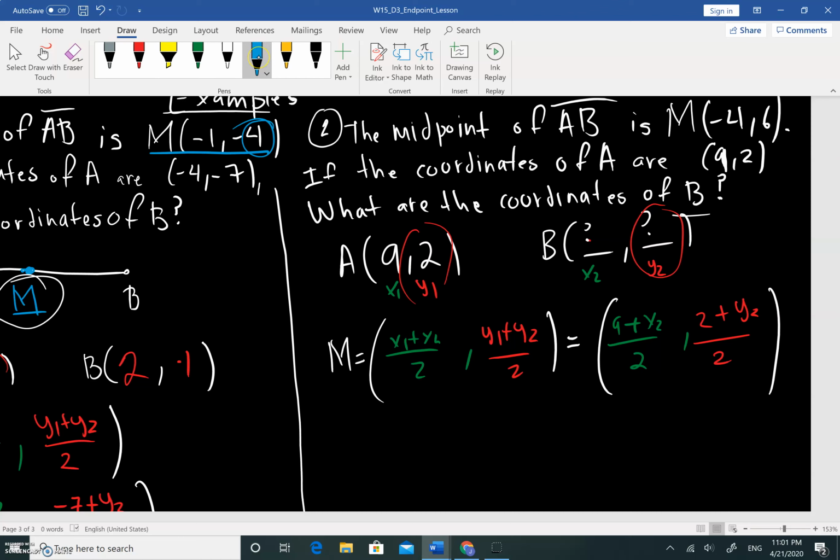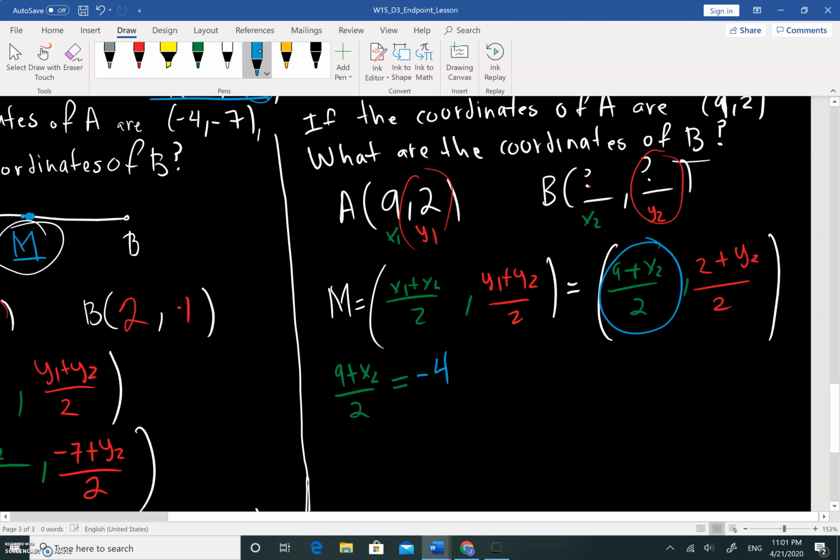But we do know what we have to get for each one, right? So remember, this part has to be equal to -4. So once I simplify it, if I knew what these two were, then my answer would be -4. So I know that 9 plus x2 divided by 2 has to be equal to -4. So I'm looking for a number that when I add it to 9 and then divide by 2, I get -4.